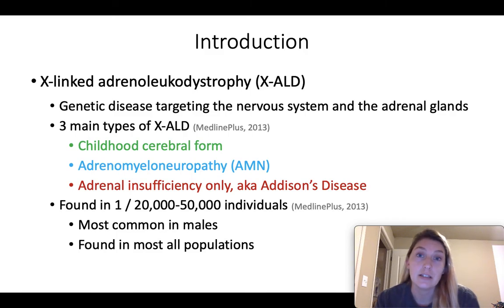It's found most commonly in males, but it does occur in females. It's seen in about 1 out of every 20,000 to 50,000 individuals, and it occurs in almost all populations. There's not a specific nationality or ethnic group where it is more common.